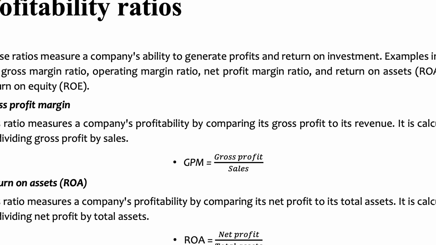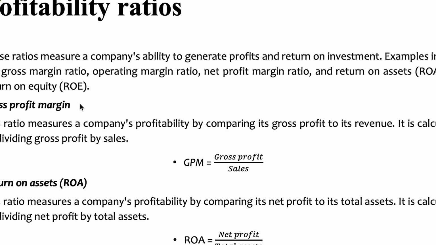So the second type of ratio is the profitability ratio. That is, it measures the company's ability to generate profits and return on investment. We have so many types of them. We have the gross profit margin ratio, operating margin ratio, net profit margin ratio, return on assets, and return on equity. We'll look at some of them.